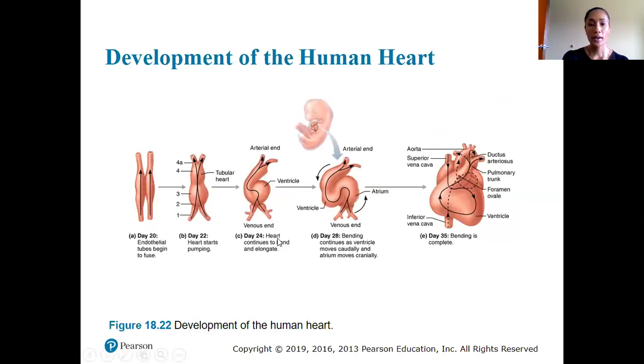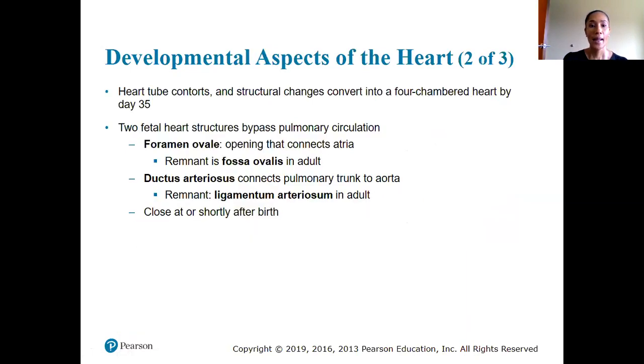Around day 24, the heart continues to bend and elongate, and by day 28, we have this continuous bending of the heart so that we can start to form the four chambers. And then by day 35, the heart is completed, and we see our distinctive 4 chambers there, and the further development of the heart.